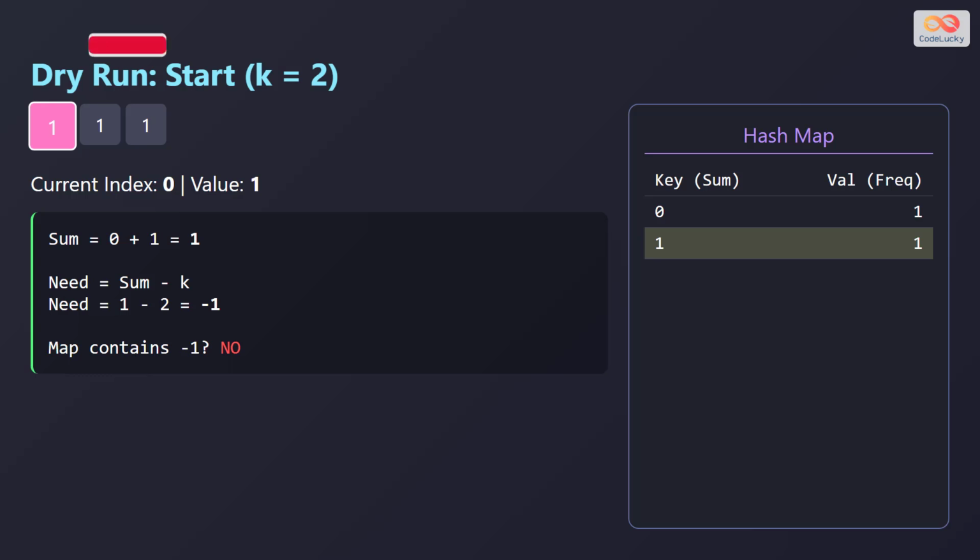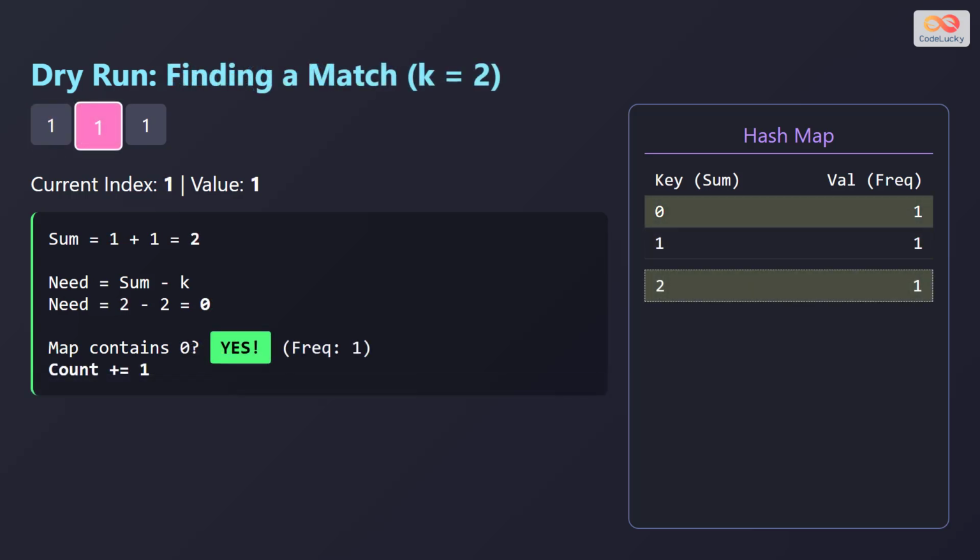Let's dry run this with K equals 2. We start with our map containing 0 with frequency 1. At the first index, the value is 1. Our current sum becomes 1. We calculate the needed value. 1 minus 2 equals negative 1. Does our map contain negative 1? No, so we simply add our current sum of 1 to the map and move on.